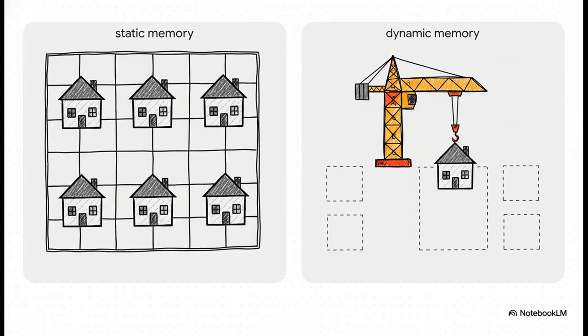See, the memory we've been using up to now is what we call static. It's like a pre-planned neighborhood. All the house lots are marked out and fixed before anyone even starts building. But a lot of the time, your program needs to be way more flexible. That's where dynamic memory comes in. It lets you ask for new memory to build new houses while the program is actually running. And this all happens in a special zone called the heap.